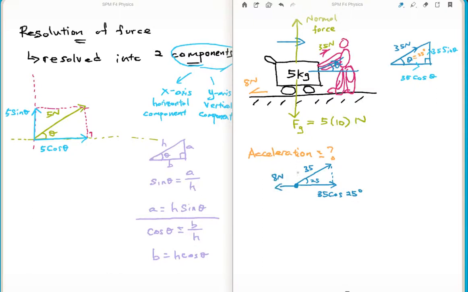Up and down doesn't need it, but it's good practice since we are doing it. So this magnitude is actually 35 cos 25. Oh, not cos, sine.